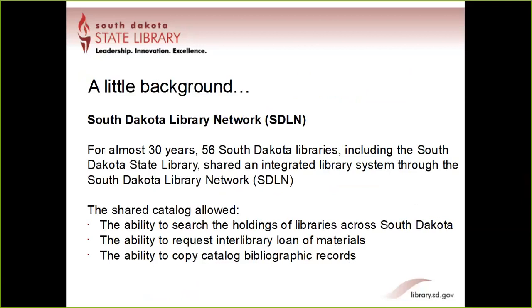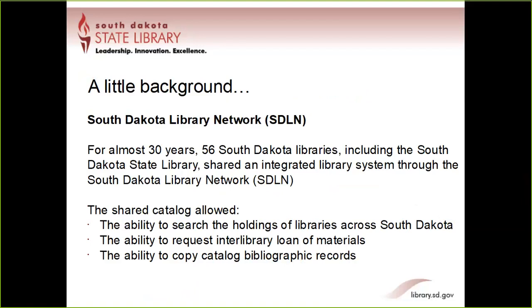It started as an effort to automate libraries and ended up with about 56 what we called full member libraries that shared an integrated library system and used all of the modules of that system. We also had another 124 what we termed remote member libraries, and those libraries used just the interlibrary loan module of that integrated library system so that they could borrow from full member libraries.